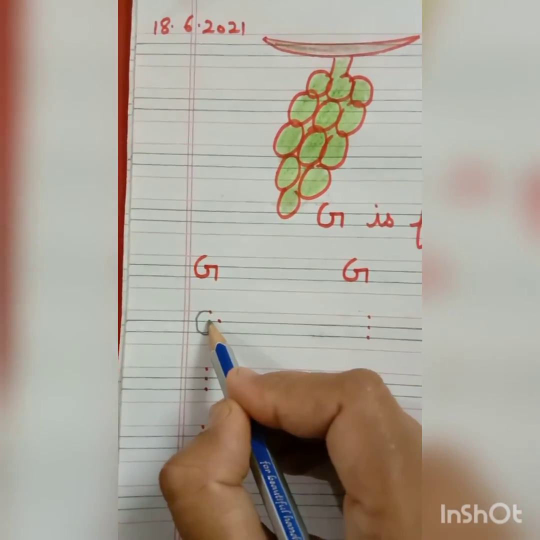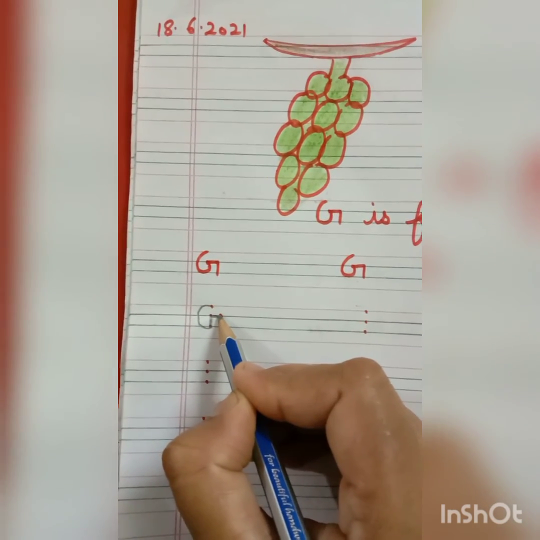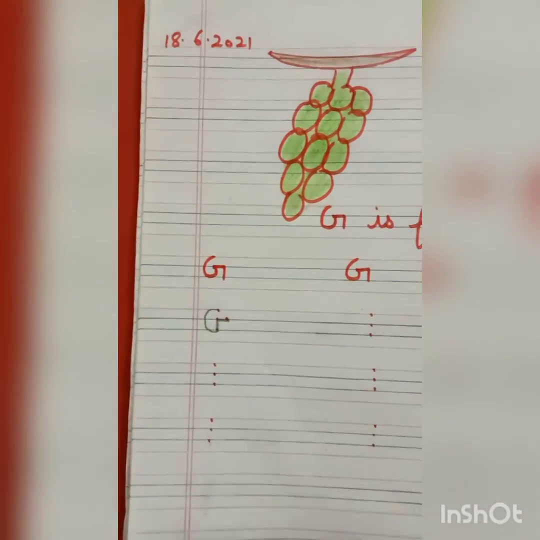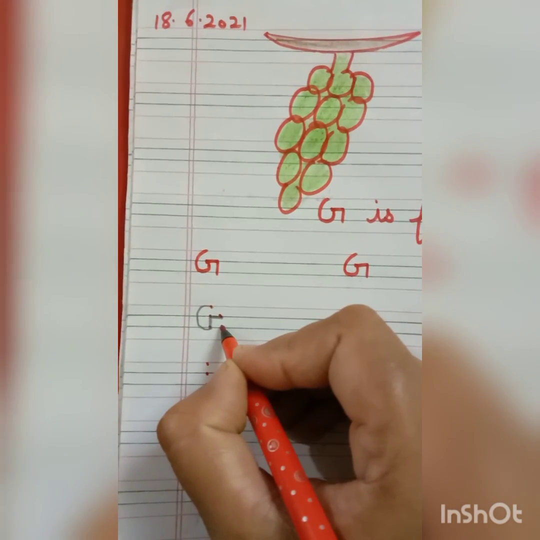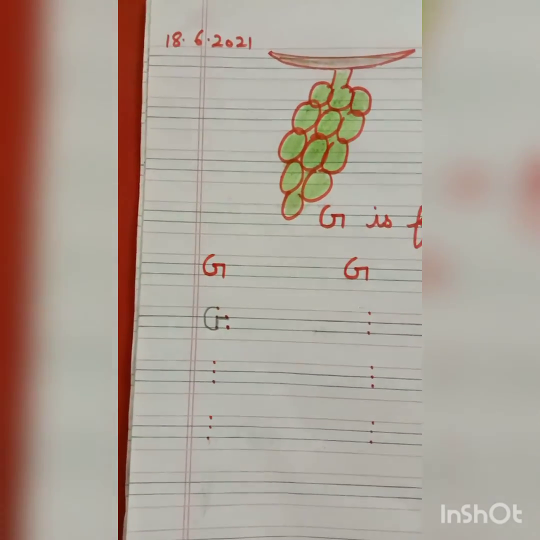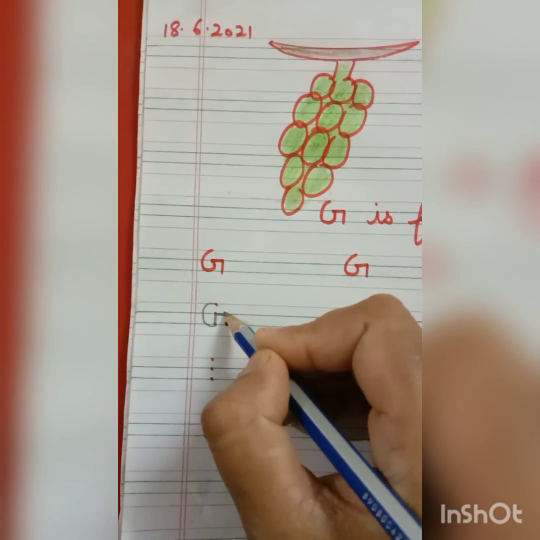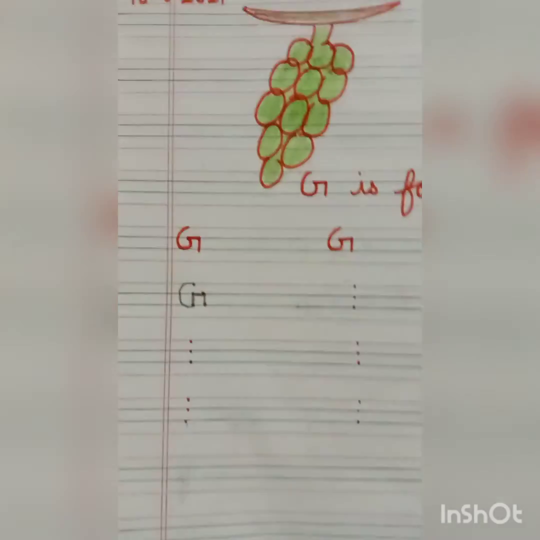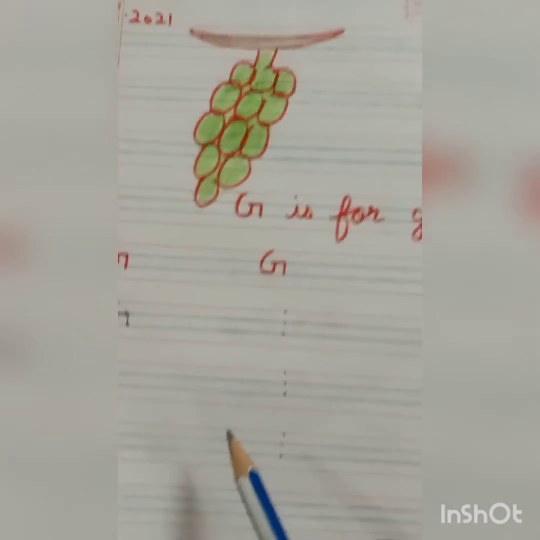Put your pencil on the center dot and join it with the next dot like this. Now again put a dot in front of the last dot. Put your pencil on the dot and join it with the last dot, and in this way we will write G. G is for grapes.